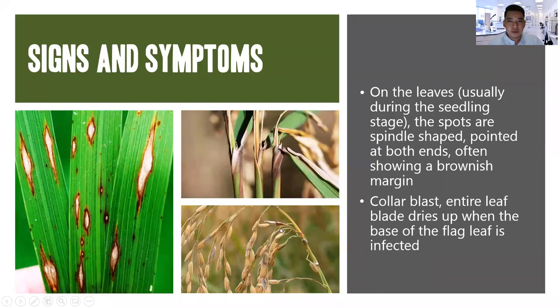So for signs and symptoms po ng rice blast disease, dun sa leaf po, mapapansin po natin tong diamond-shaped lesion po na damage. Yan po yung symptoms. Then sa gitna niya po, medyo whitish to gray po yung appearance. Then sa border po, brown border po yung pinapakita po nung minamanifest po ni rice blast disease. Yun po ay sa leaf part. So entire leaf blade dries up when the base of the flag leaf is infected po. So yan po, mapapansin niyo po dun sa picture.